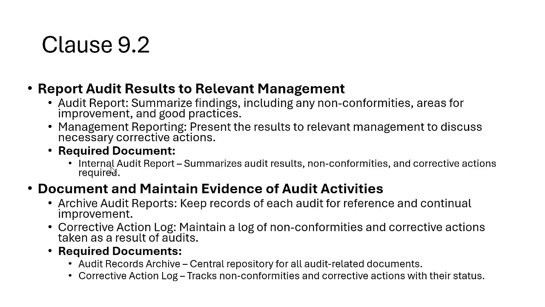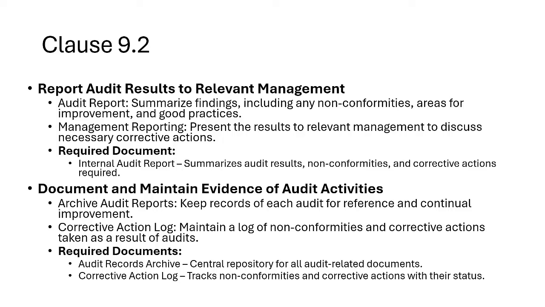Then we also have the next thing, which is to document and maintain the evidence. We need to archive the audit reports and keep the records. The corrective action log is also one kind of document we need to have. It's a very important one. So the two documents we have are audit record archives, a central repository for audit-related documents that we keep for at least 5 years, and corrective action logs, which track the non-conformities and corrective actions. That is part of this requirement.